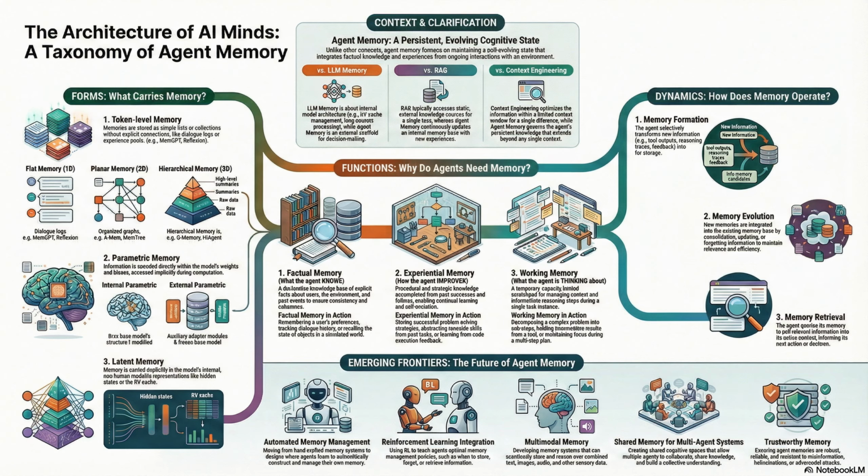Okay, so moving on from explicit storage, we hit parametric memory. This is where memory is stored implicitly, right? Inside the model's weights. Yes, stored directly within the model's parameters, accessed implicitly during a forward pass. It's truly learning, not just recording. And there are two subforms here. Right. First is internal parametric memory. This is encoded within the original weights and biases. You use this for injecting deep domain knowledge or long context priors during pre-training.